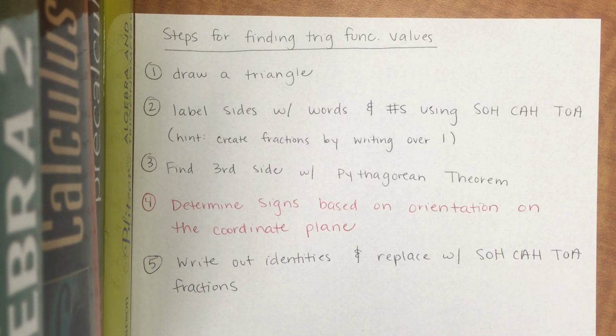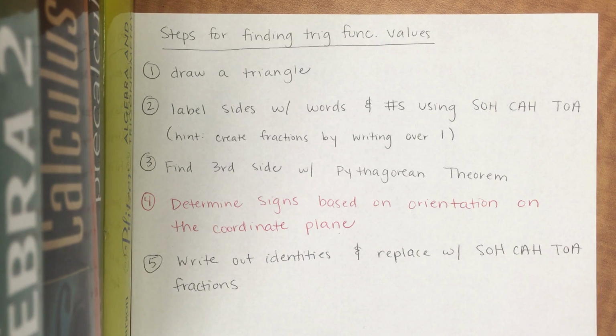Let's continue doing triangle and identity problems. This time we're going to do some that are on the coordinate plane. So reminder, our steps are to draw a triangle, label your sides with words and numbers, find the third side with the Pythagorean theorem. New step, or reminder from old tests, is now we have to determine the signs, plus or minus signs, based on how it's oriented in the coordinate plane.